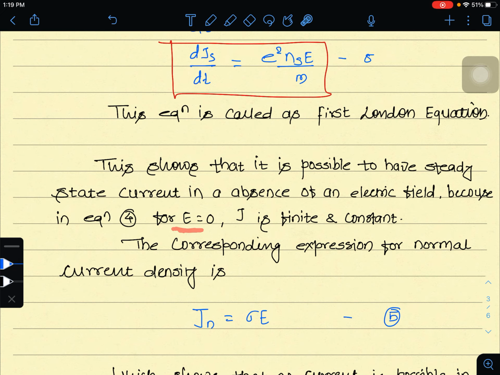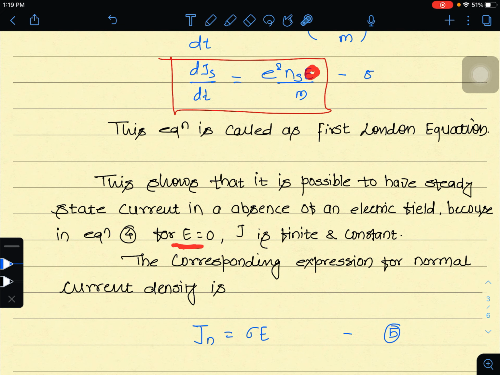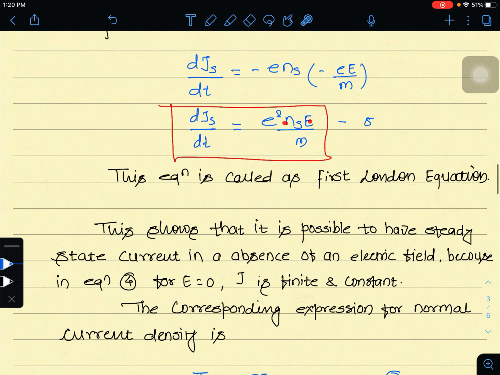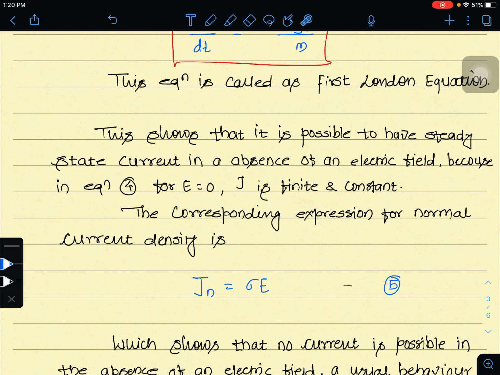For E equal to 0, zero multiplied by anything is 0. That means djs by dt is 0, and if this is 0, that means j is finite, or a constant.